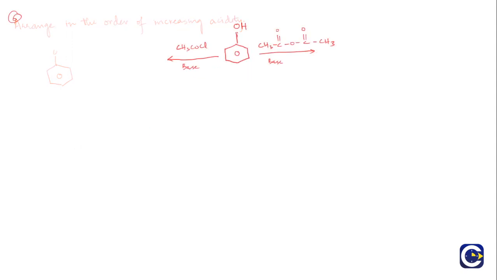Okay. Another reaction, we have a phenol, and it has two types of reagents. One is the acid chloride. This is acid chloride in presence of base, and this is acid anhydride. This is acid anhydride in presence of base. Okay, so if we recognize the reaction, this is the esterification reaction. Both of these are esterification reactions.